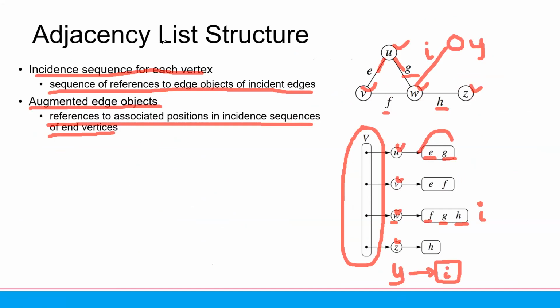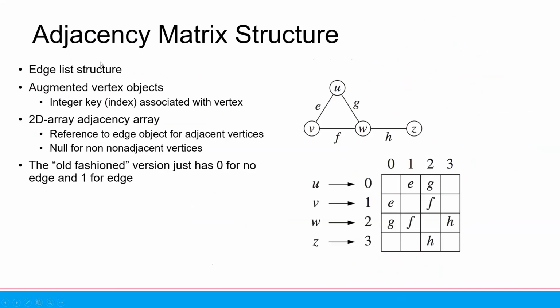Because this is the adjacency list structure. The two structures that I mentioned before just use objects. We use the vertex object and the edge object. But we can also do it with a matrix. In this case, we call it the adjacency matrix structure, because the previous one is the edge list structure, where we are dealing with the edge and the augmented vertex objects.